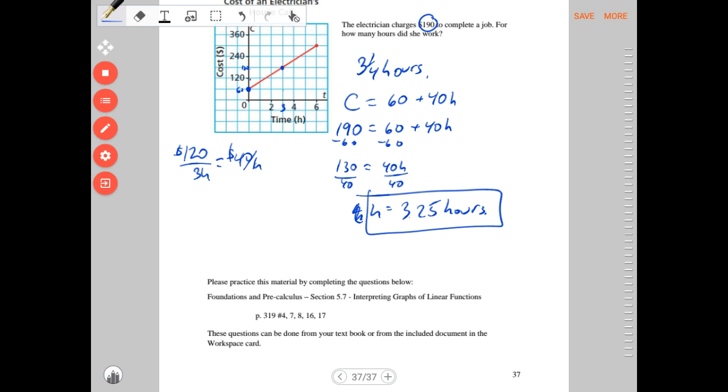This is section 5.7 in your textbook, starting on page 319. Please do those questions. That is it for chapter 5. You have a formative assessment, a review of all the stuff from chapter 5. Then you have a summative assignment, the curriculum review. And then you have a chapter 5 quiz. Good luck on all your assessments coming up, and we'll see you next chapter.